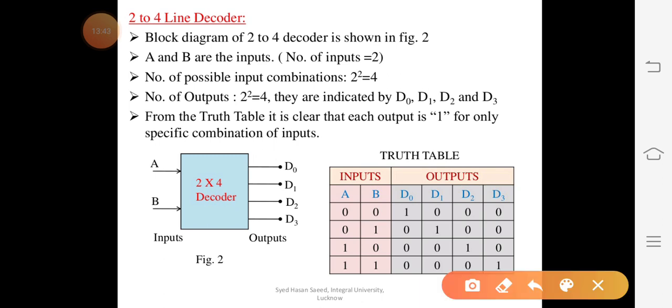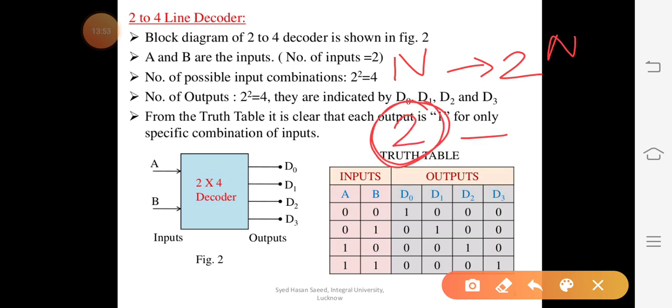So for the 2 to 4 decoder, what you only have to remember is, if n input lines are there then it will generate 2 to the power n output lines. So if the number of inputs is 2, then 2 to the power 2 means 4, that's why we are writing 2 cross 4 here. 2 cross 4 means 2 is the input and 4 is the output, so for 2 inputs you will get 4 outputs. So this is the diagram for the 2 to 4 decoder.